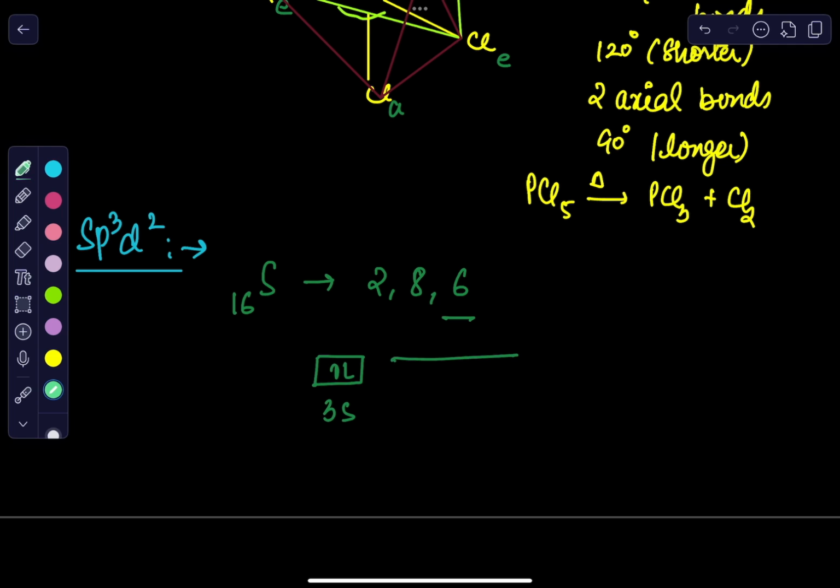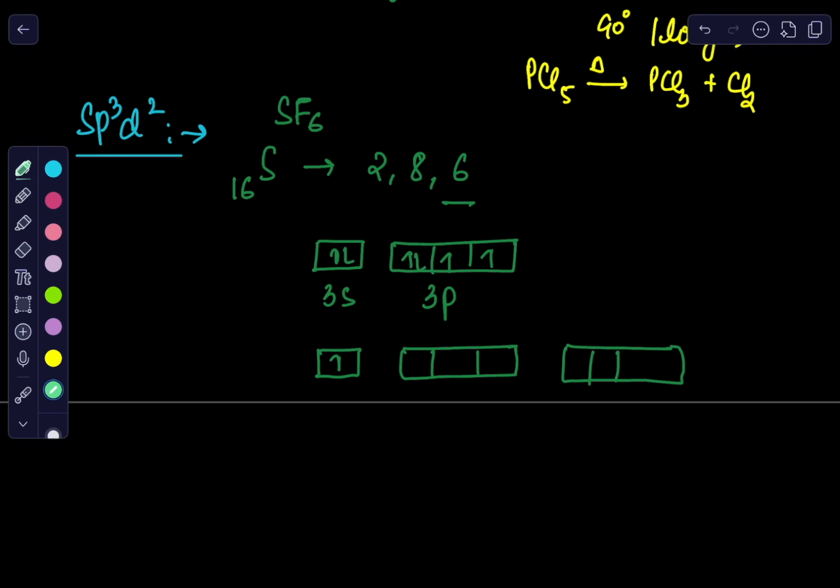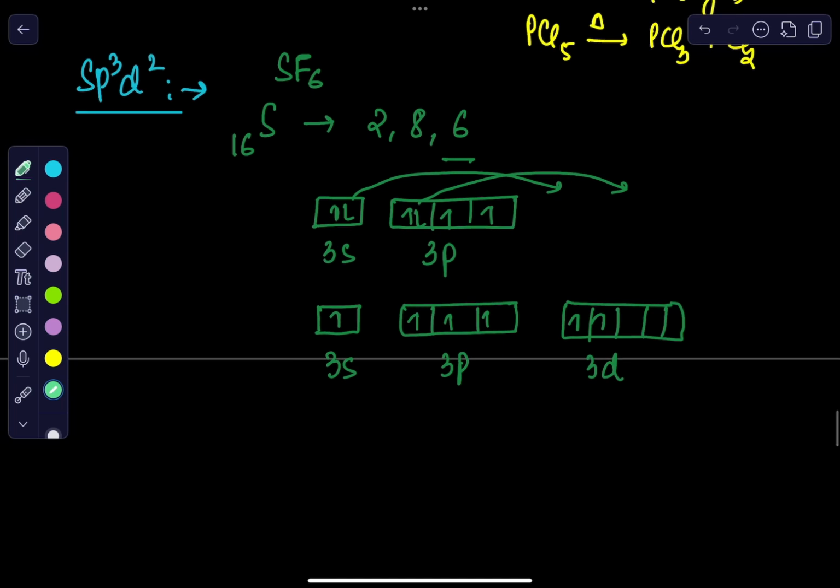Next is the case of sp³d². Here we take the case of sulfur. Sulfur has 6 electrons. Again 4 electrons are paired. It means that here we need 2 excited states because we need to have 6 unpaired electrons. So these 2 electrons will go to 3d orbitals, and we get 6 unpaired electrons present in the s, p and d respectively, as shown here.